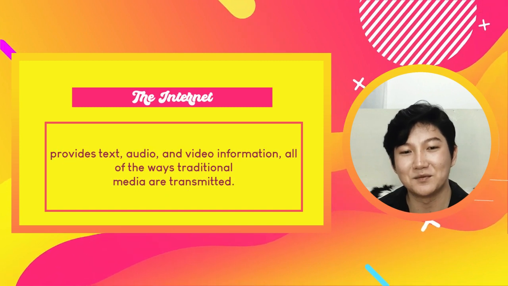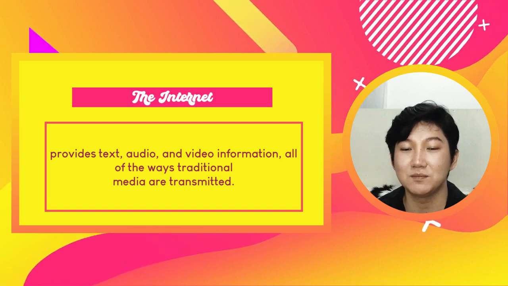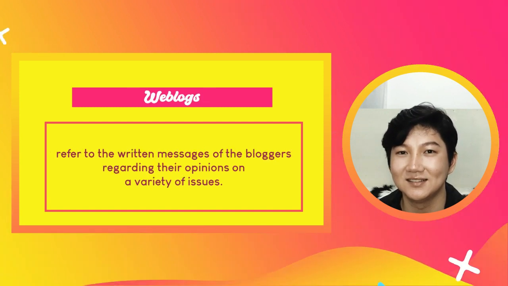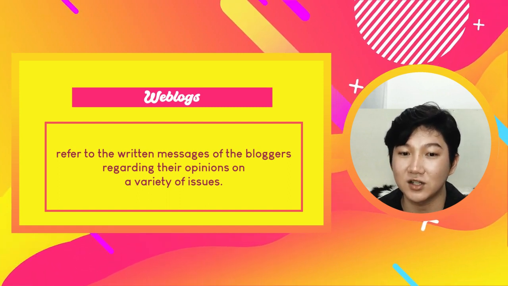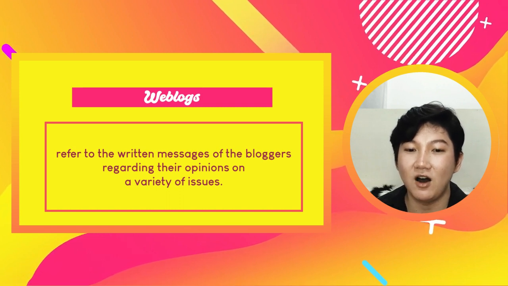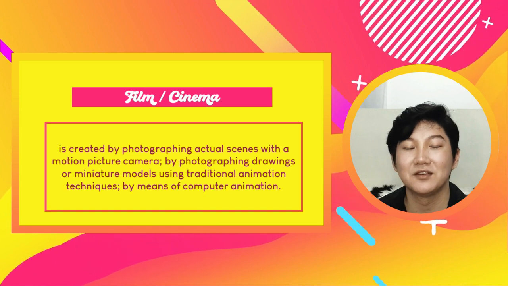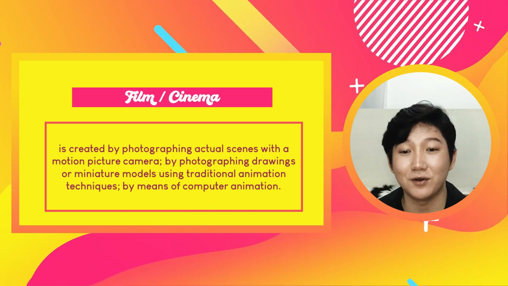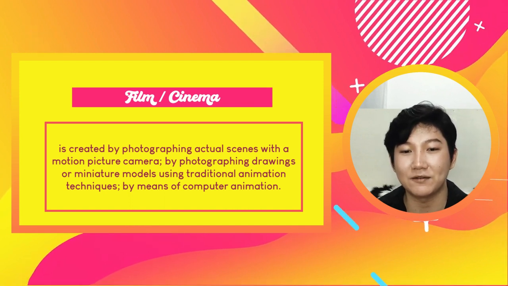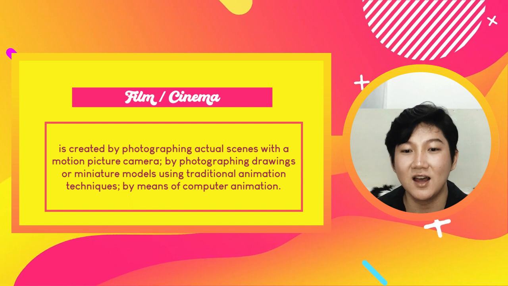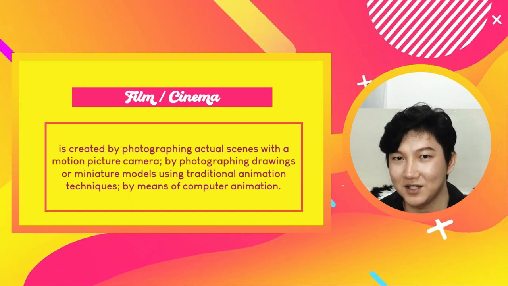The internet provides text, audio, and video information, all of the ways traditional media are transmitted. Web blogs refer to the written messages of the bloggers regarding their opinions on a variety of issues. Film or cinema is created by photographing actual scenes with a motion picture camera, by photographing drawings or miniature models using traditional animation techniques, by means of computer animation.